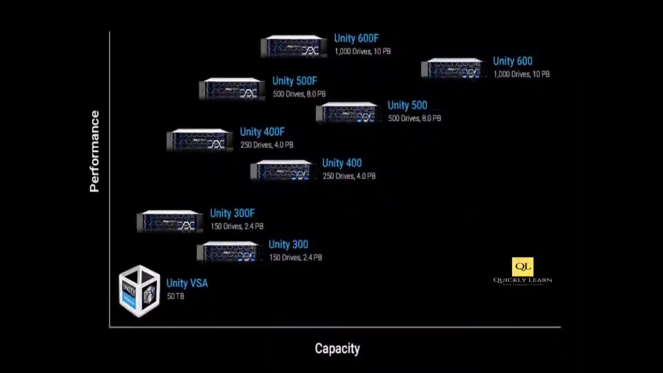And then you can see capacity wise and performance wise how we can use these models. Okay, so from Dell EMC we get a Unity virtual storage appliance which supports 50 terabyte space. So you can go to the Dell EMC site and from there you can download this virtual storage appliance and you can create a virtual environment, to map a space.